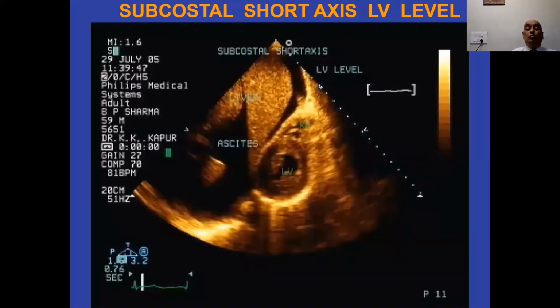So this is a patient who has got cirrhosis of liver. So you can see a shrunken liver, and you can see a lot of ascites, but you can also see the subcostal short axis view of the left ventricle at the apical level.